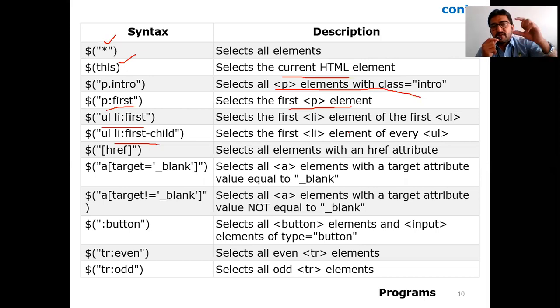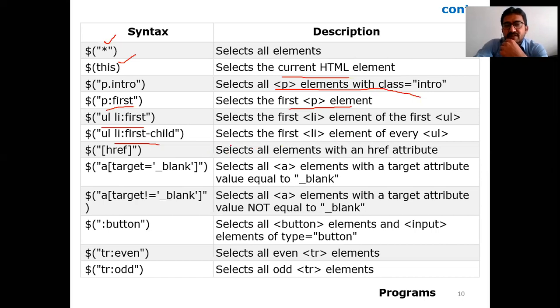If you have three or four uls, inside the uls you have different lis. If you have three unordered lists, then the first li in the first ul, another first li in the second ul, another first li in the third ul. For the first li of each, if you want to change, you can use ul space li colon first hyphen child. And one more, if you have to change the href attribute, like for an image, if you want to access it to change, you can use this.